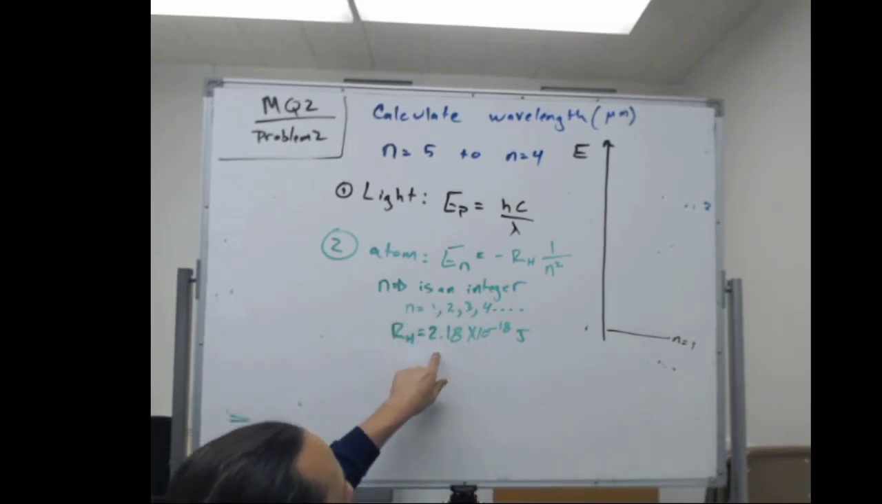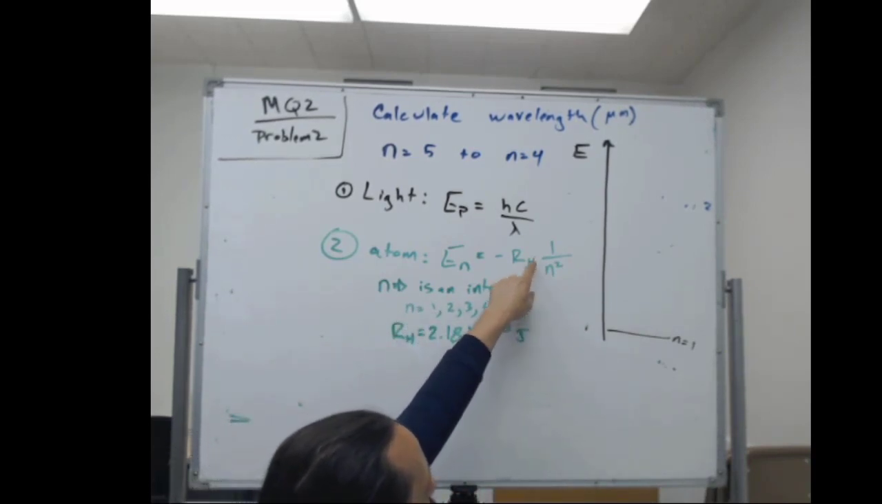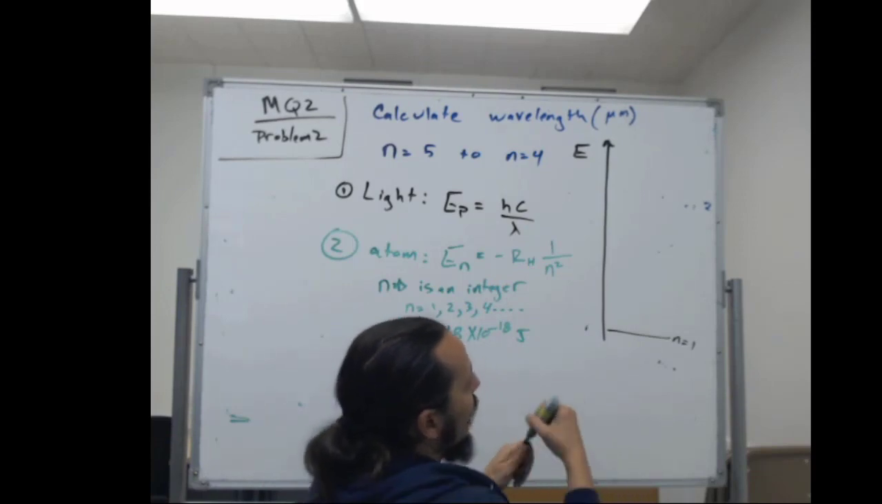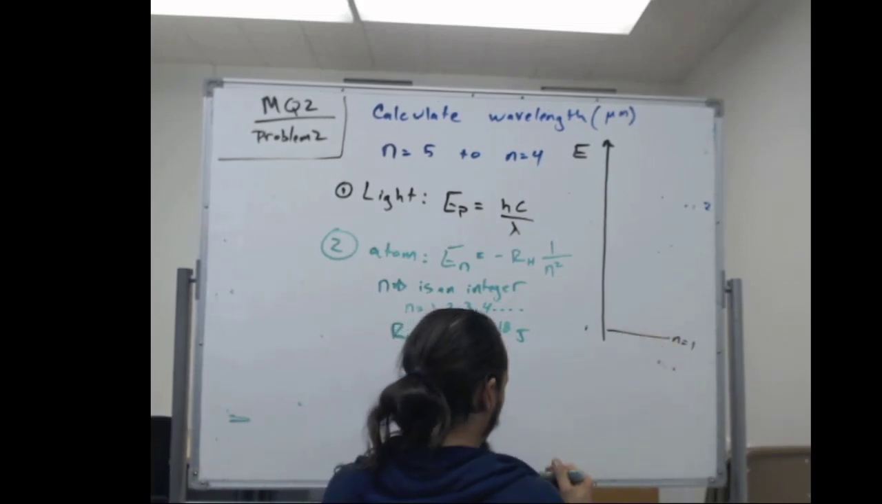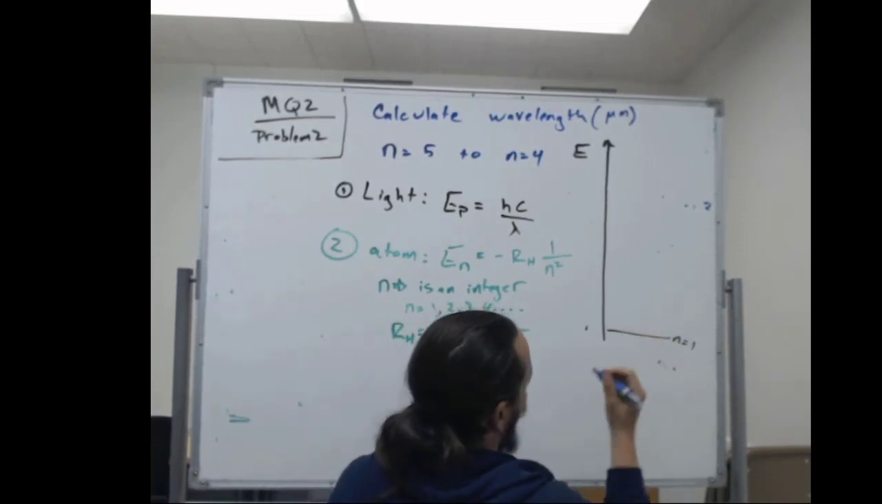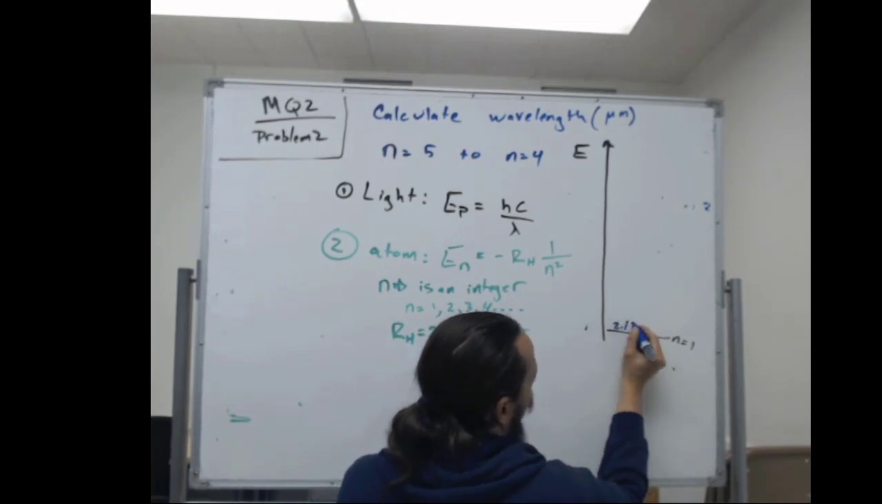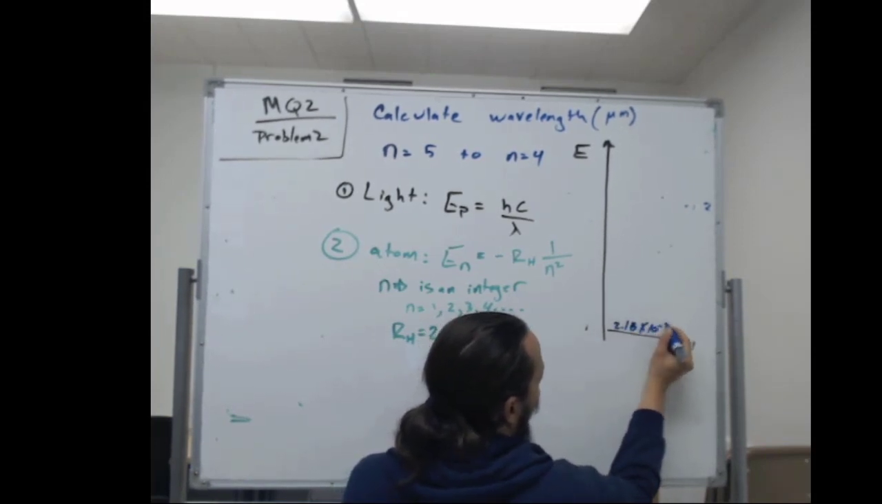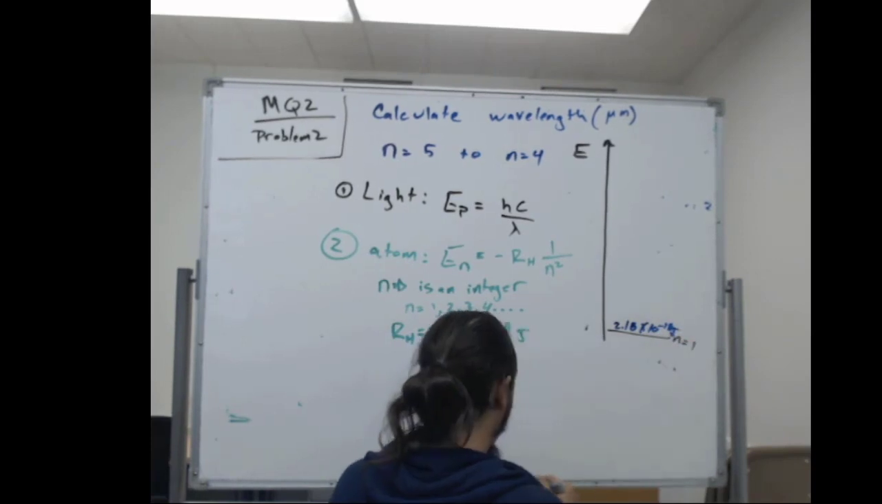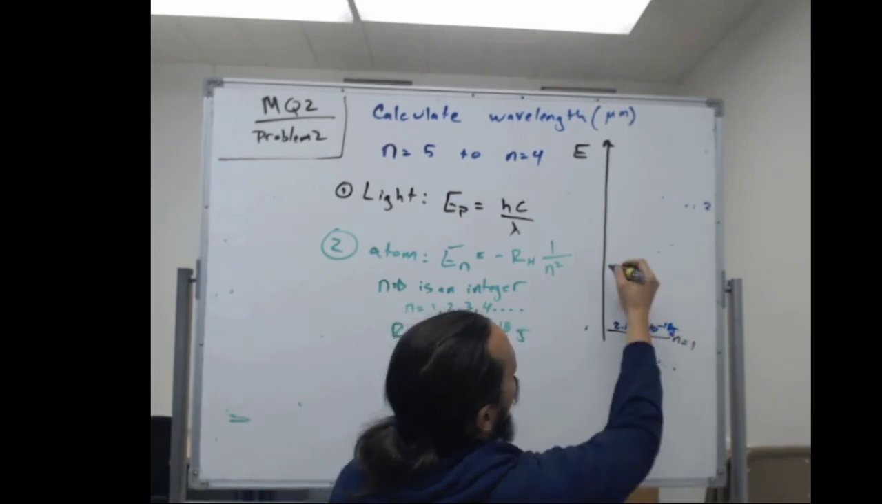So we can plug in 2.18 times 10 to the minus 18 joules. We can plug in n equals 1, and we can calculate the energy at this level. I'll just write it in: 2.18 times 10 to the minus 18 joules. Then we could go to n equals 2.